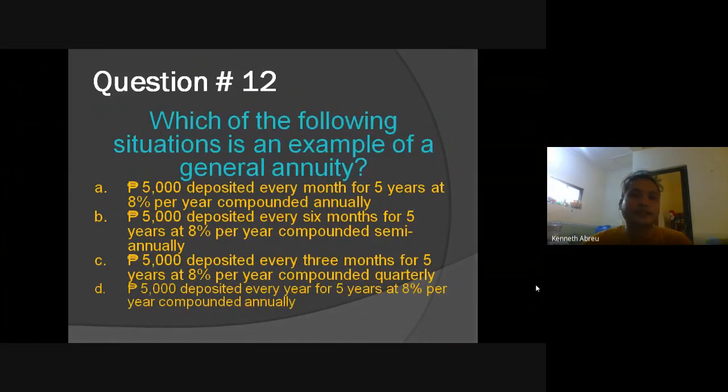Question number 12. Which of the following situations is an example of a general annuity? A. 5,000 pesos deposited every month for 5 years at 8% per year compounded annually. B. 5,000 pesos deposited every 6 months for 5 years at 8% per year compounded semi-annually. C. 5,000 pesos deposited every 3 months for 5 years at 8% per year compounded quarterly. Or D. 5,000 pesos deposited every year for 5 years at 8% per year compounded annually.